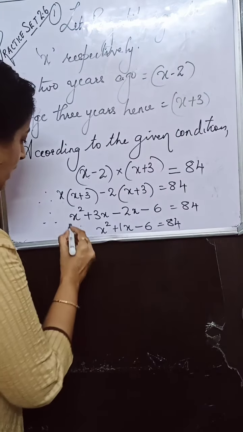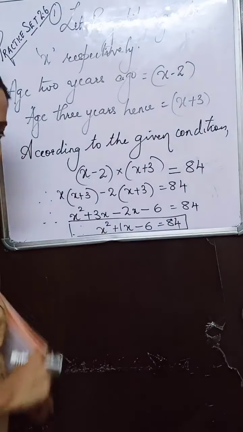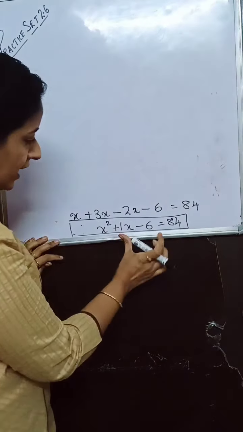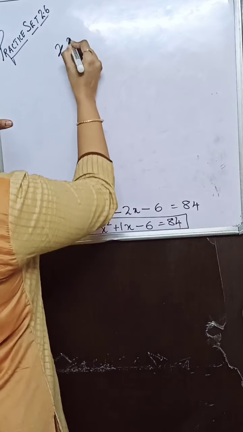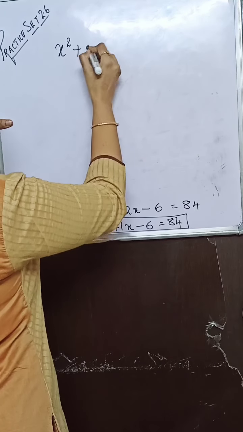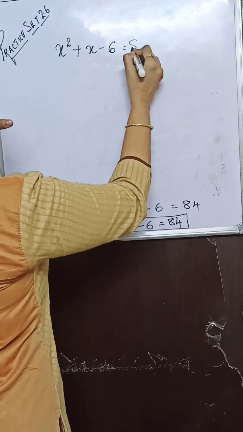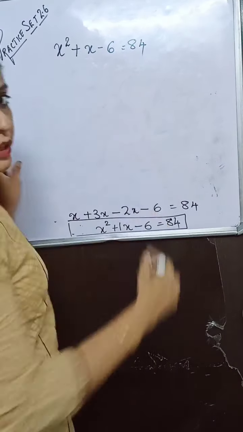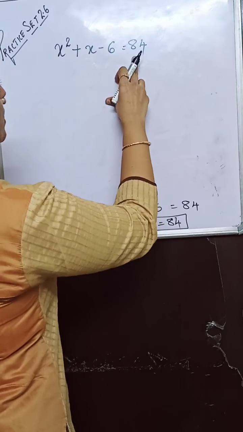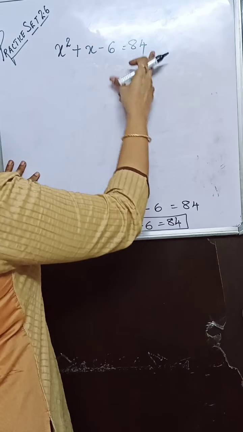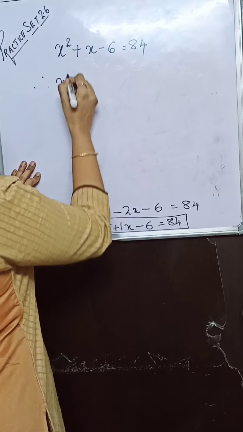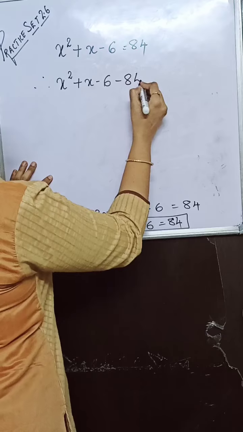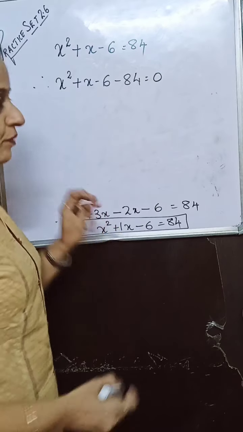So we have an equation here, and which type of equation is this? This is a quadratic equation. This is the equation that we got. Let us write this equation again. I am writing it here. X square plus x minus 6 equal to 84. Okay. Now after this, we want a proper equation. What you will do is, you will bring this 84 to the other side. So therefore, x square plus x minus 6 minus 84 is equal to 0.